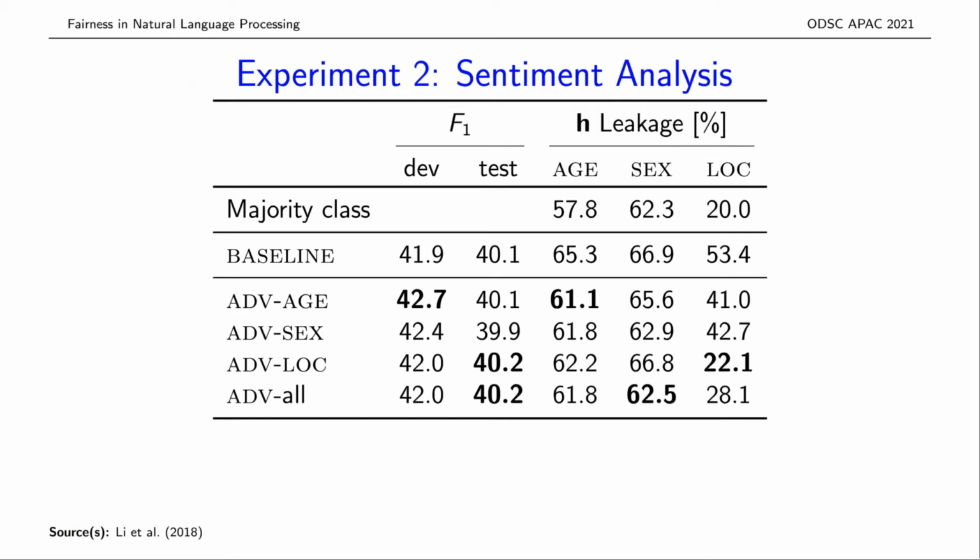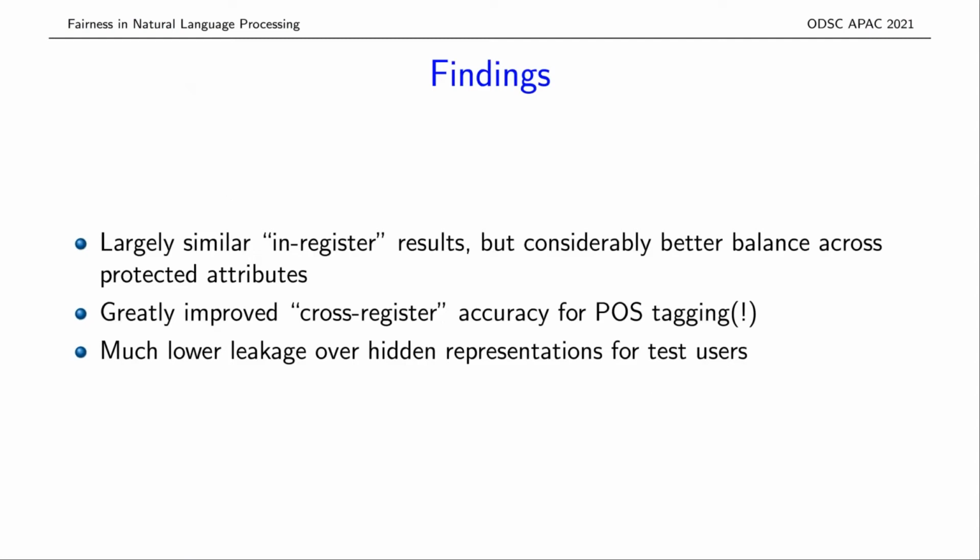And again, we find, if we have an adversarial discriminator for age, it's much harder to predict age. If we do it for all of them, the overall results are largely unchanged. In fact, they come up ever so slightly, but I wouldn't read too much into that. But our leakage goes down a lot. We're differentiating in terms of the representations. We're learning a lot worse than we were before. So all very encouraging to this point.